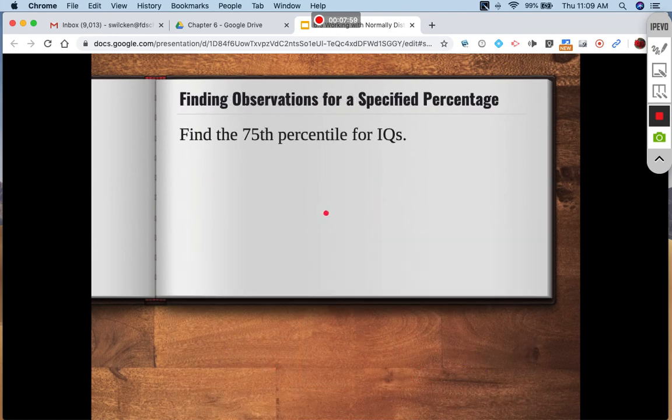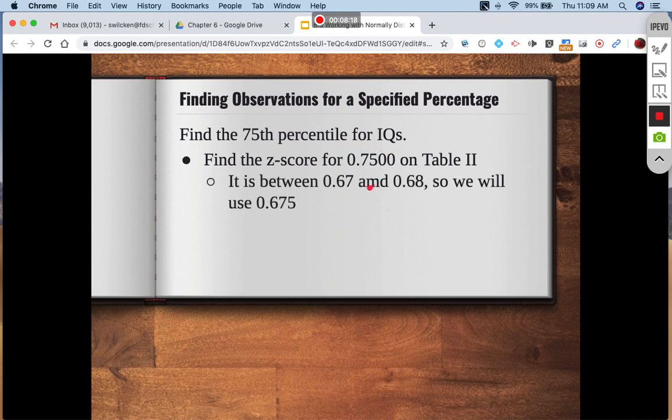Okay, so other ways we use this. What if I want to find the 75th percentile for IQs? Well, I need 75%, so I look up 0.75 on the table to find the z-score. The z-score is going to be between 0.67 and 0.68, so we'll call it 0.675.